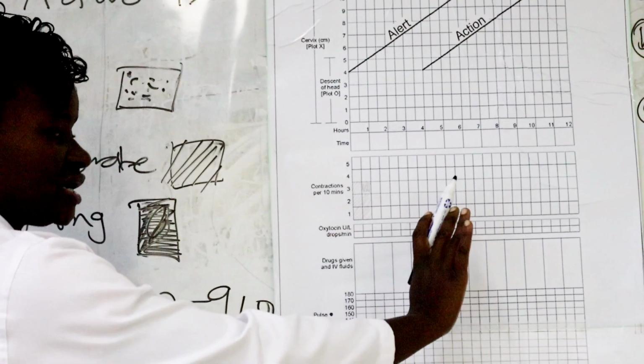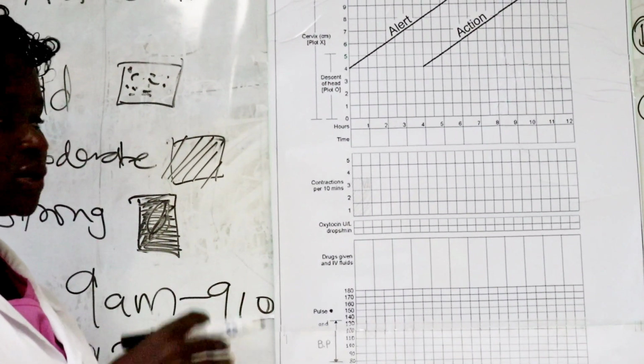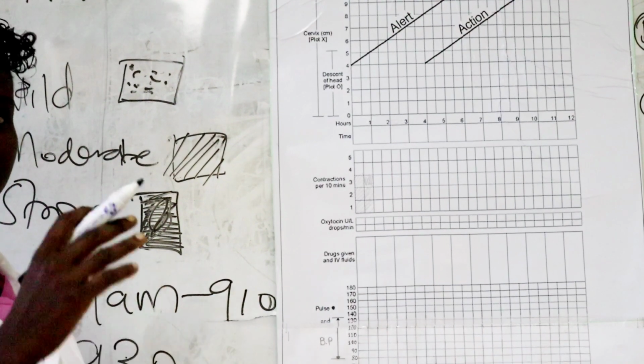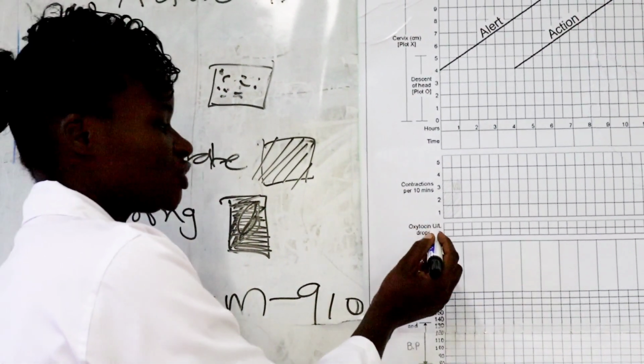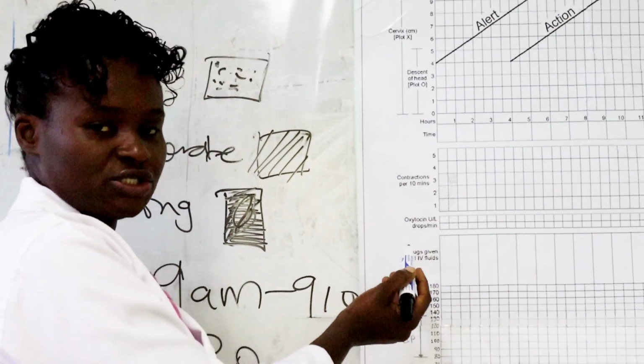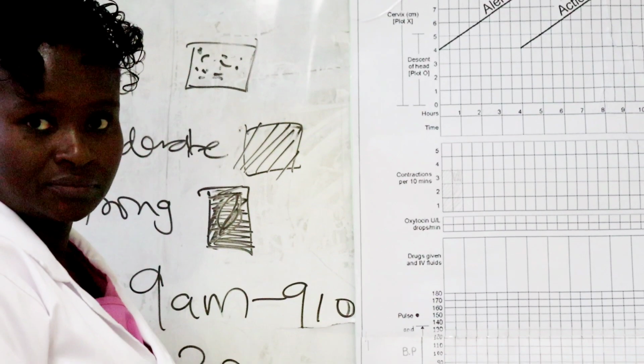We have done the contractions, but remember, we are going to do this practically. We are going to chart this partogram practically once we have finished all the sections that we are discussing. All right, so let's move to this section written oxytocin, and it is written also down here, drops per minute.